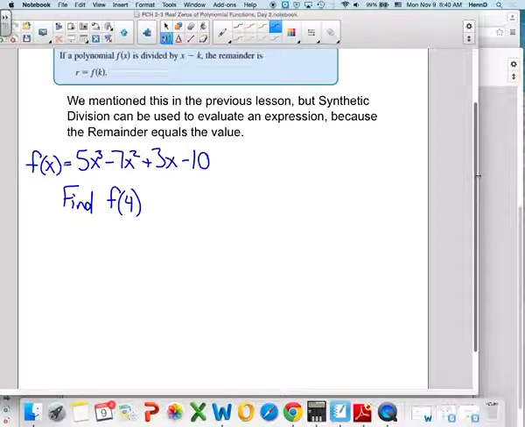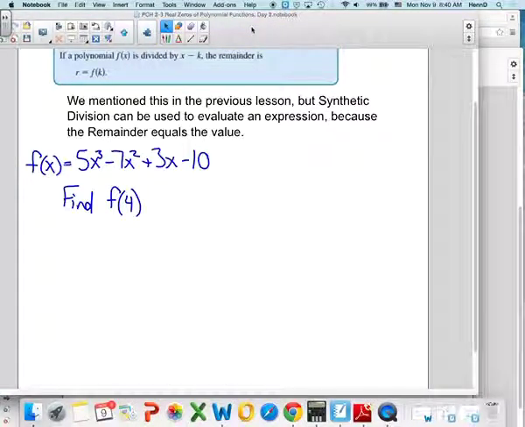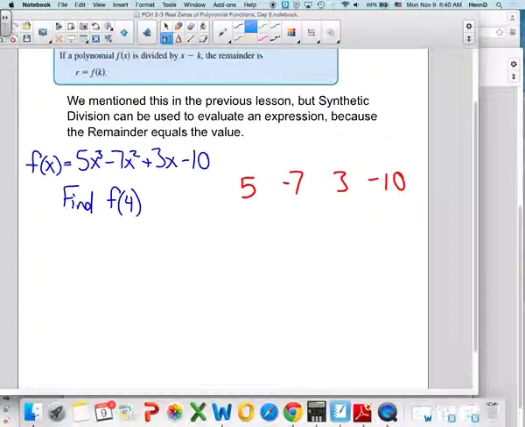So, if you recall, what we do for the synthetic division is, first of all, list the coefficients, smallest to largest, so 5, -7, 3, and -10. Okay? We're going to evaluate at 4. Okay? And then what did we say our mantra was? Go down and across. What do we do when we go down? Add. We add down and we multiply across.